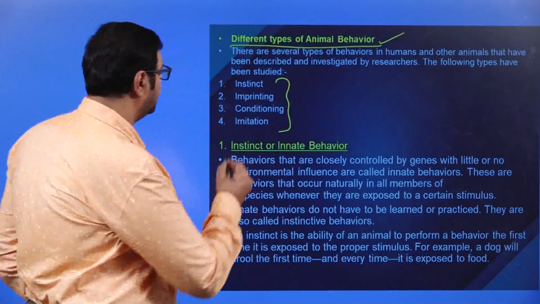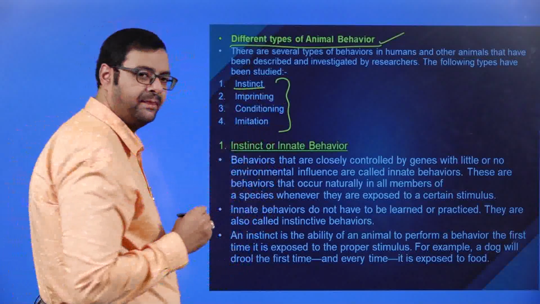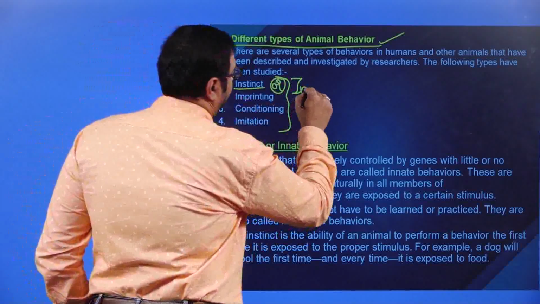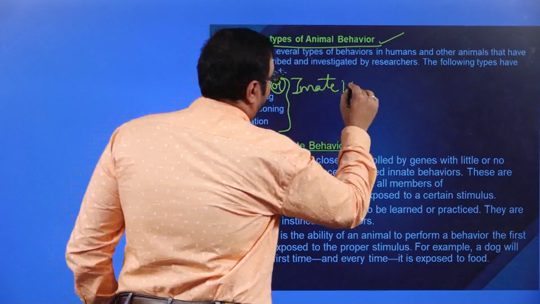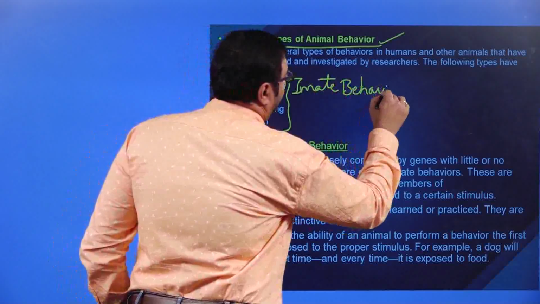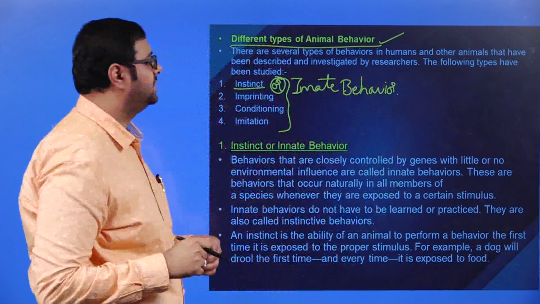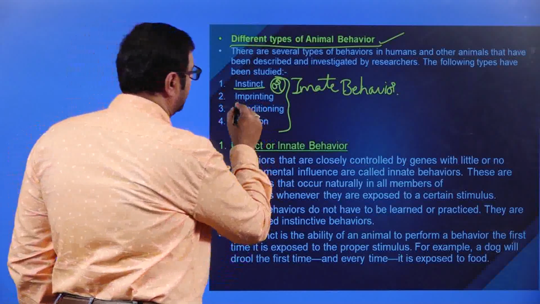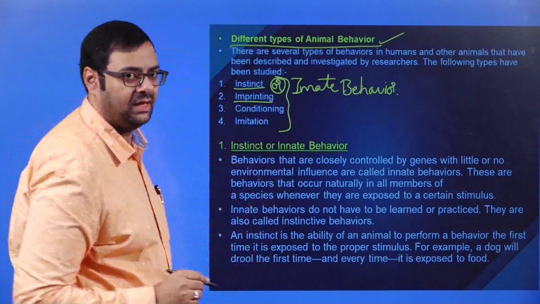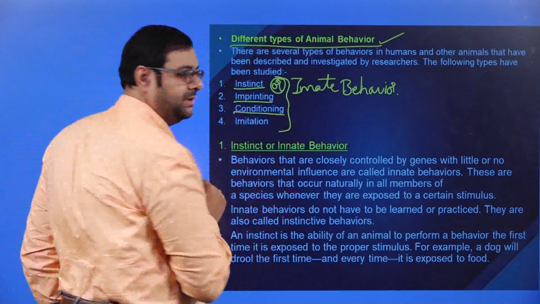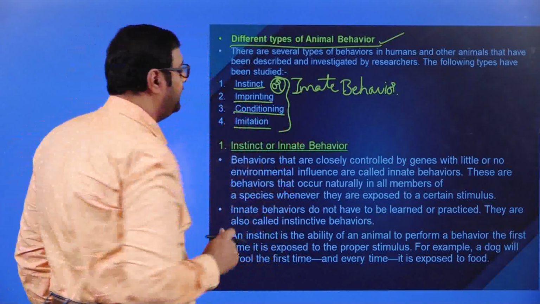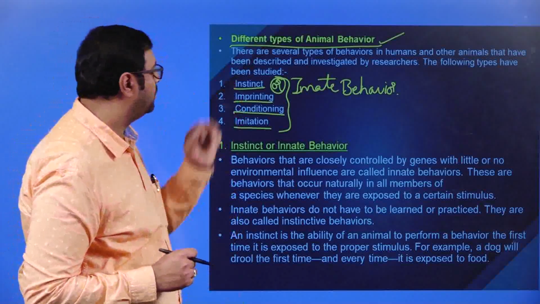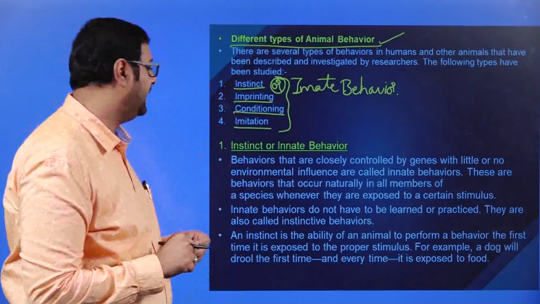The first one is the instinct behavior, which is also referred to as innate behavior. The second one is imprinting behavior, the third one is conditioning behavior, and the fourth one is imitation behavior. Now we'll be looking at what instinct or innate behavior is.